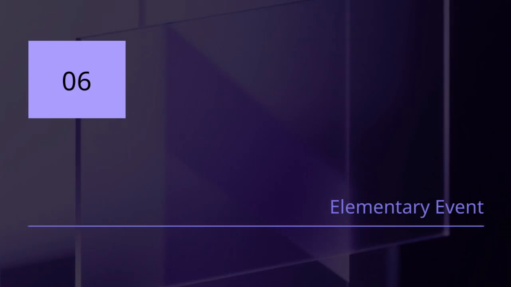Now let's take a closer look at what we call an elementary event. In probability, this is the most basic possible outcome of an experiment.